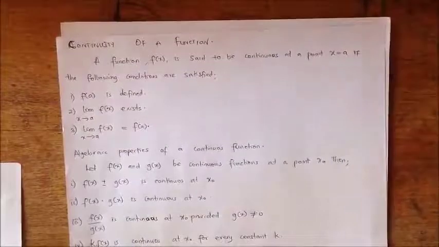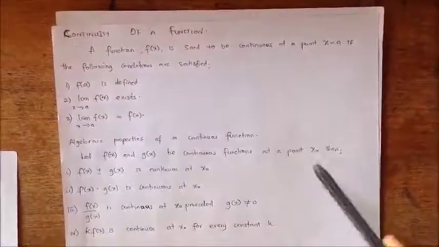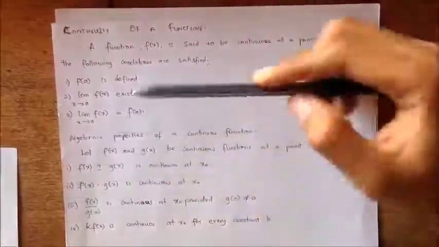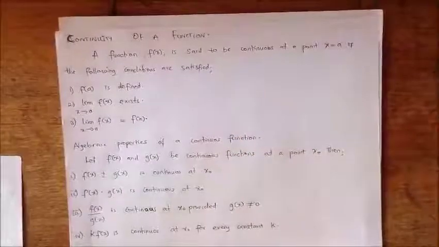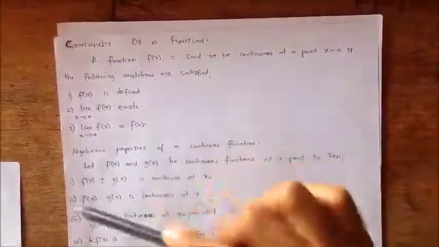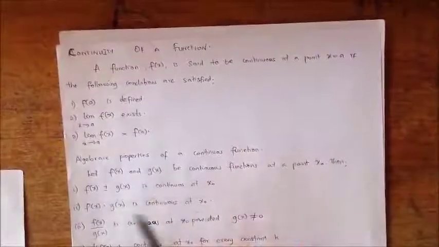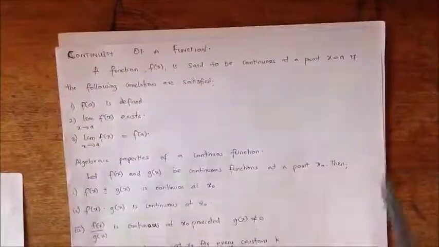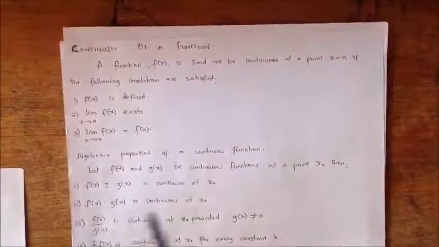So if we have two functions, let's say f of x and g of x, that are continuous at a point x naught, then the first says f of x plus or minus g of x, meaning whether it's addition or subtraction, the function that we get from this algebraic operation is going to be continuous at x naught also. Same for multiplication. This is also continuous at x naught.